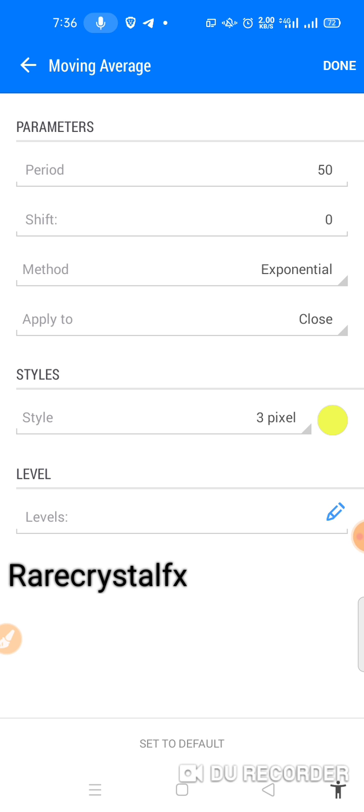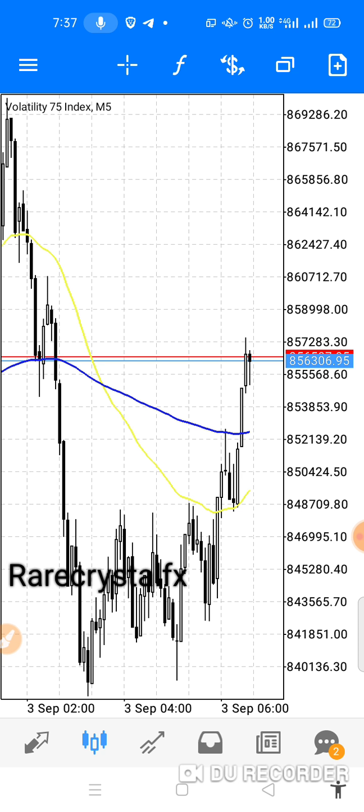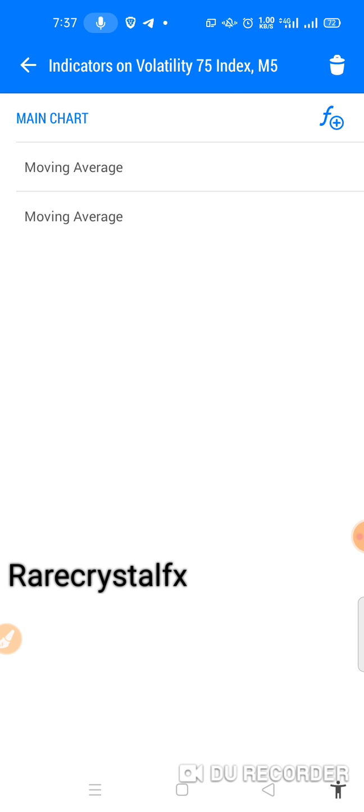You click on it, then the period has to be 50, the shift is 0, the method should be exponential, apply to close, choose any color, and the pixel has to do with thickness. I use 3 pixels because I want it to be a little bit thick but not very thick. So you can use 1 pixel, 2 pixel, 3 pixel, 4 pixel. So I chose 3 pixel, then I click on done. You have to click on done, then you repeat the process with F plus.